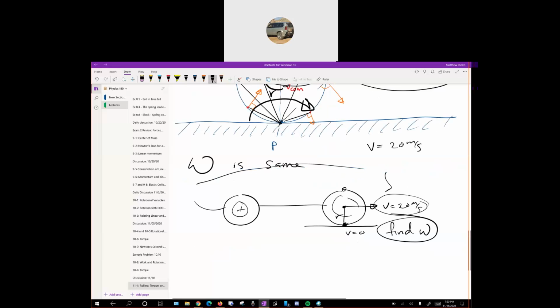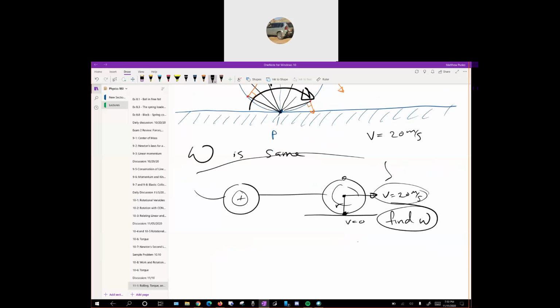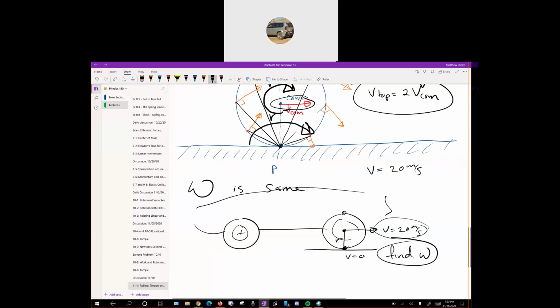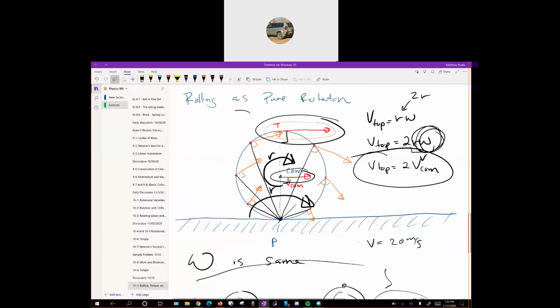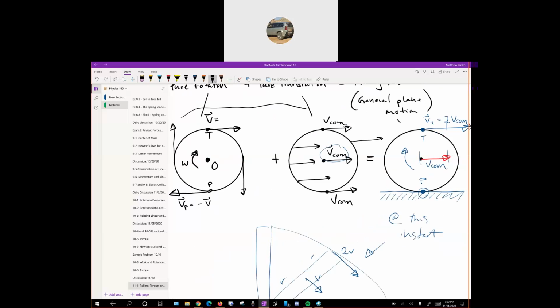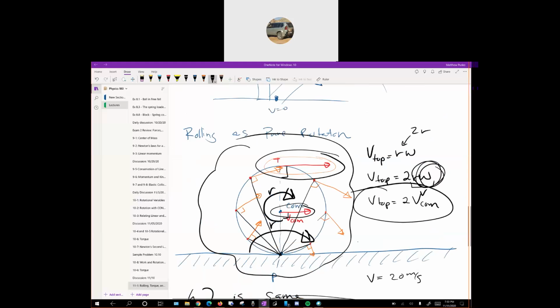What you'll find out is that if you did r omega, or you looked at the velocity in this manner, or in this manner, that you get the same omega. Same omega, same omega. So here's our omega right there.